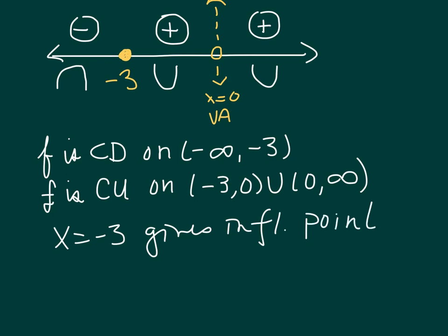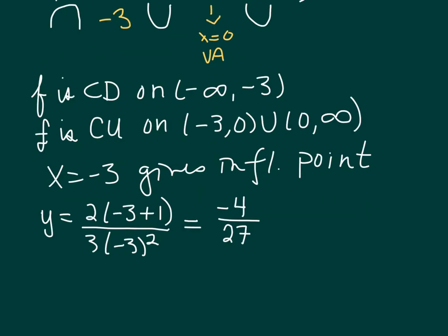And I should figure out the y value by evaluating my function at x equals minus 3. So I've determined that my y value for the inflection point is minus 4 over 27. So my inflection point is minus 3 and minus 4 over 27, which is a point I must include and label on my graph. So next I'm going to use all this information to go ahead and sketch my curve.